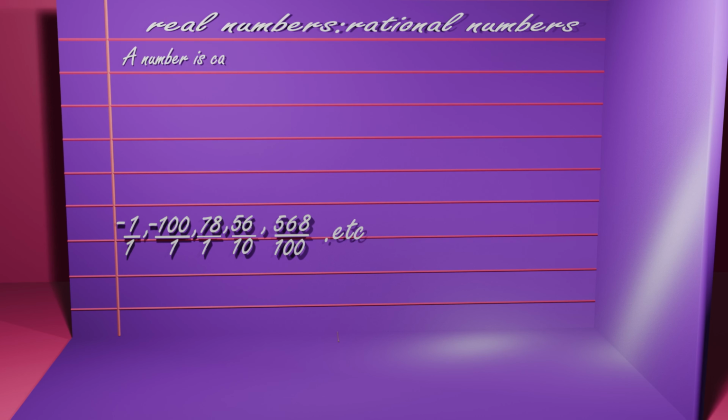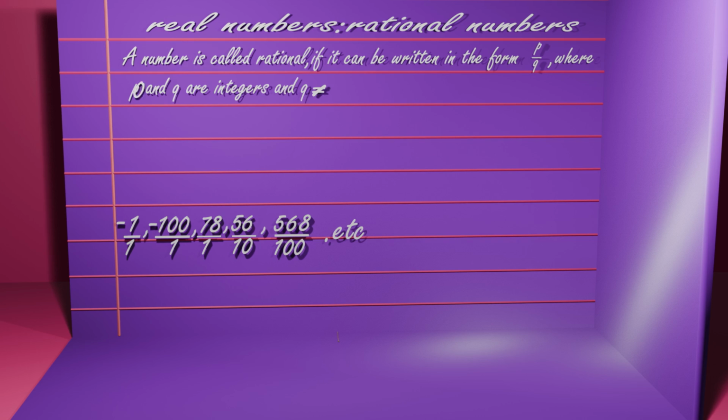Now let's understand rational numbers. A number is called rational if it can be written in the form p by q, where p and q are integers and q is not equal to 0. This means any number that can be written as a fraction is a rational number. All the numbers shown here are rational because they are in p by q form.